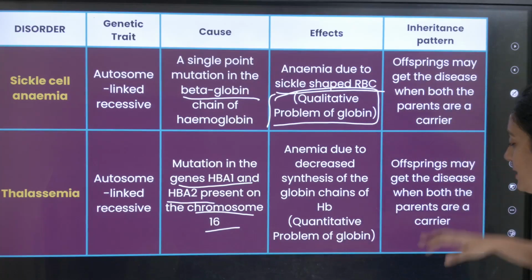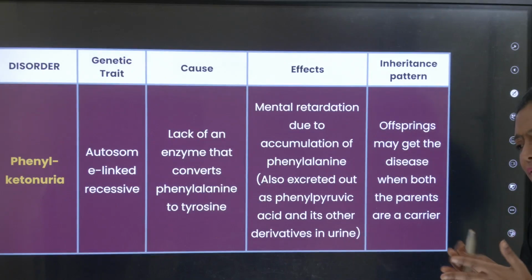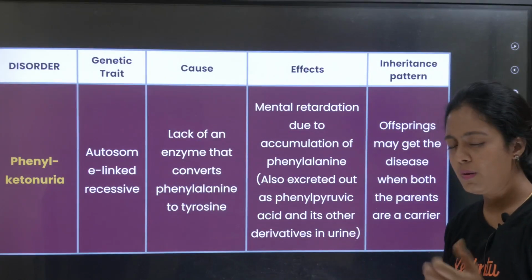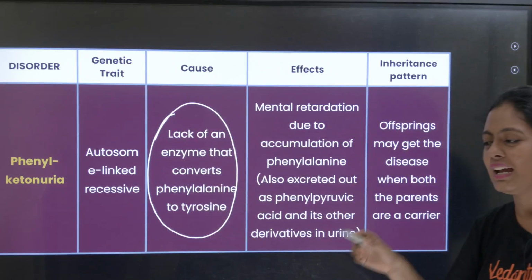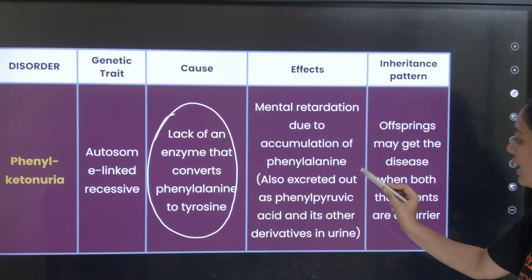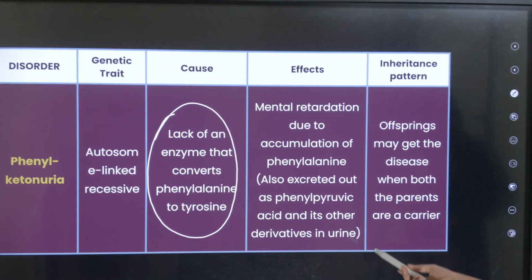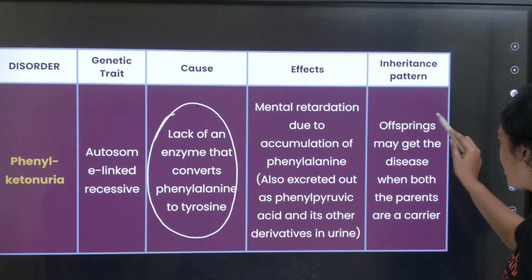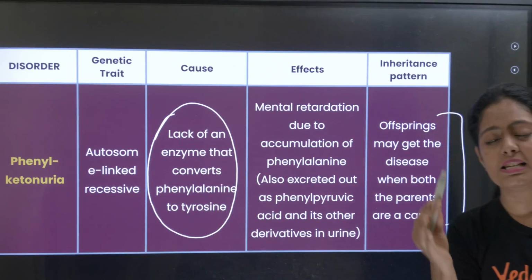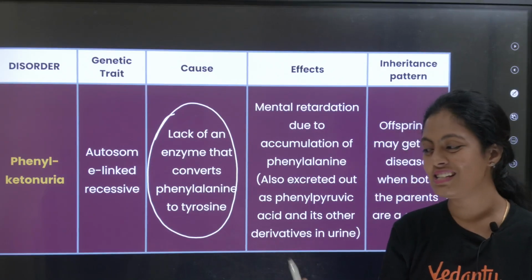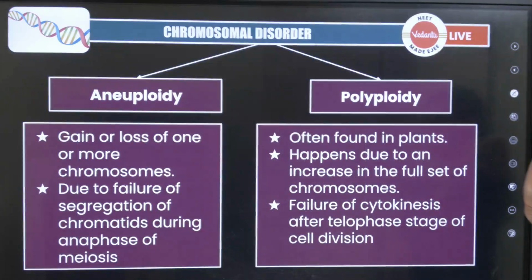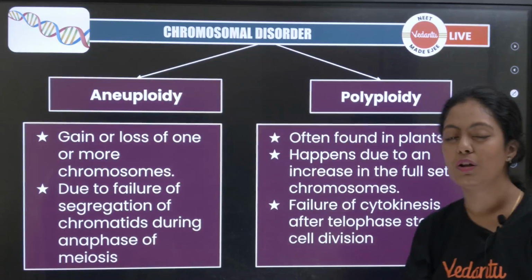Okay, yes. Last one, phenylketonuria. It's also an autosomal linked disease. It occurs due to the lack of an enzyme phenylalanine hydroxylase. Mental retardation due to accumulation of phenylalanine, also secreted out as phenylpyruvic acid and its other derivatives. Okay, adhe condition da. Offsprings may get the disease only when both the parents are carriers or when both the parents are affected. Simple. Okay, so இப்போ நம்ம chromosomal disorder குள்ள போறோம்.